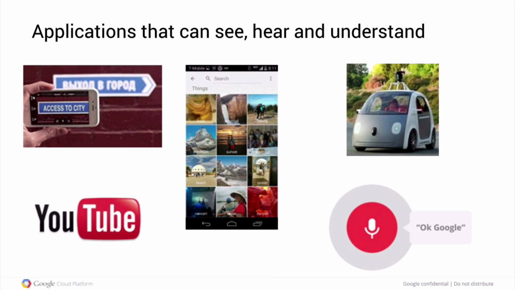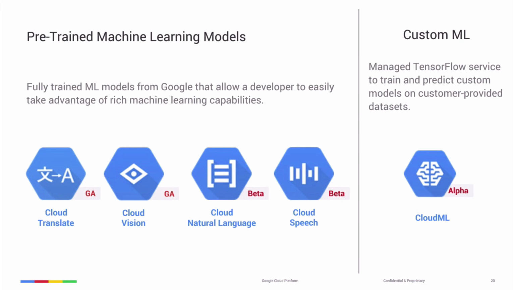And potentially some of the really civilization-changing technologies like self-driving cars are entirely, or in many ways, machine learning driven, and couldn't have been possible otherwise without this level of technology. So the Google portfolio of machine learning technologies that you can use today is twofold. On the left side, you see that we have 4 different pre-trained models that are exposed through very easy-to-use RESTful APIs. There's the Translate API, Vision API, natural language, and speech.